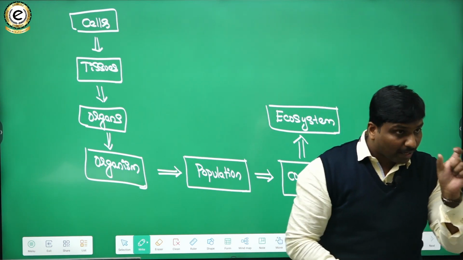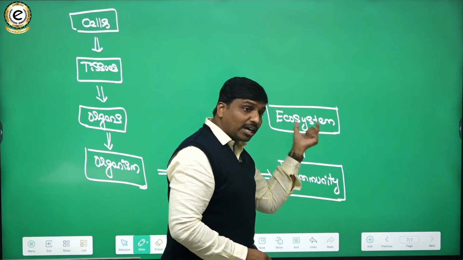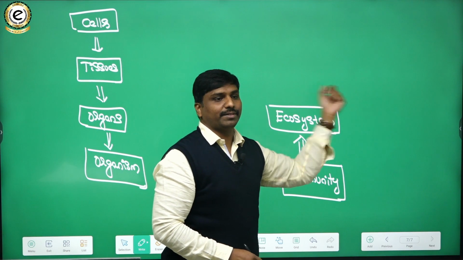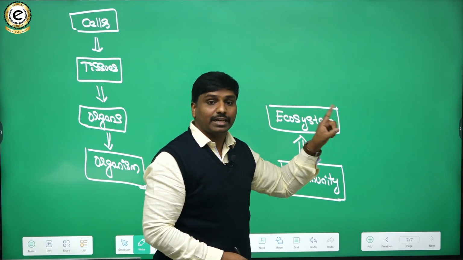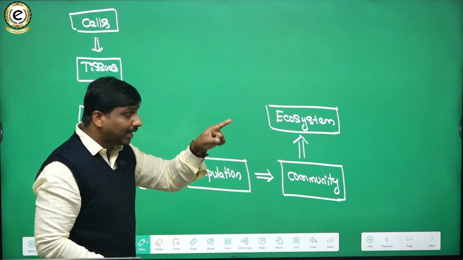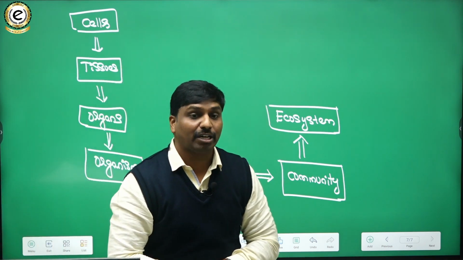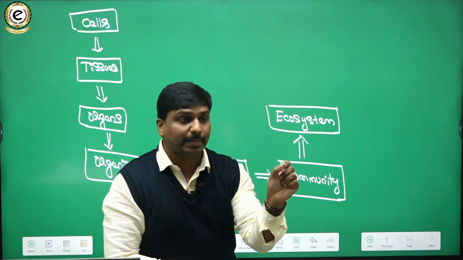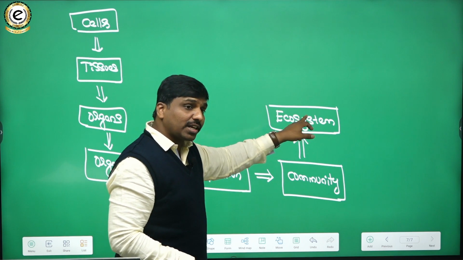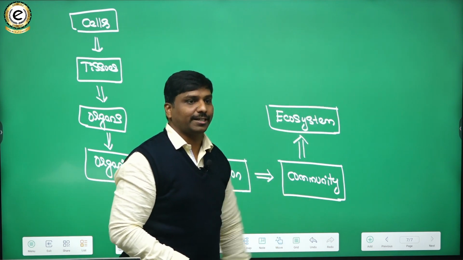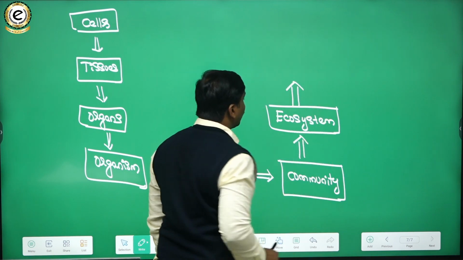So ecosystem is the basic structural and functional unit of biosphere or ecology. Can you understand that? So if we talk about the cell, the cell is the basic structural and functional unit of life, because we study everything from the point of the cell. And here, ecosystem is such a basic structural and functional unit. So that's how.